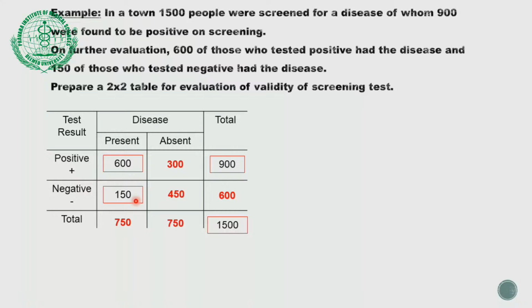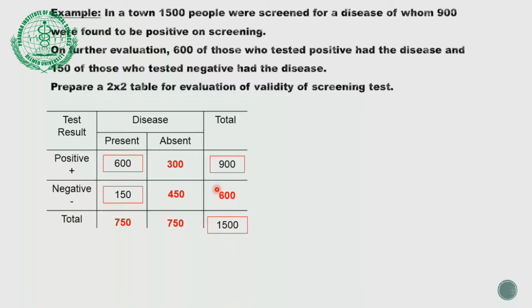Now what we will do is we will fill the blank spaces by deduction. So just add this, that will be 750. So disease was present in 750 people out of 1500 people. So that means it was absent in again 750 people. So 750 plus 750 is 1500.